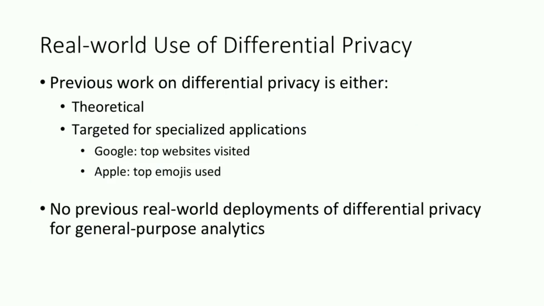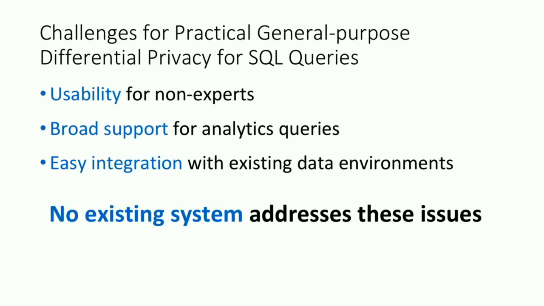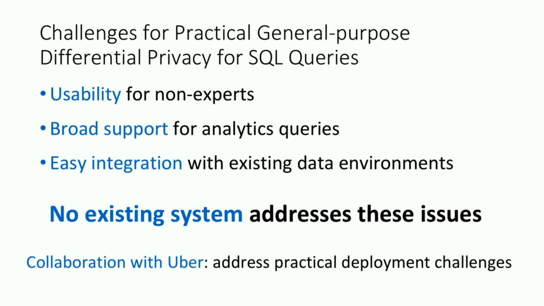There has been very limited real-world use of differential privacy; Google and Apple use differential privacy in very limited settings. And there are no previous real-world deployments of differential privacy for general-purpose analytics. There are a number of challenges for deploying differential privacy in practice, including usability for non-experts, broad support for analytics queries and machine learning, and easy integration with existing data environments. There's no previous system that addresses all these issues.